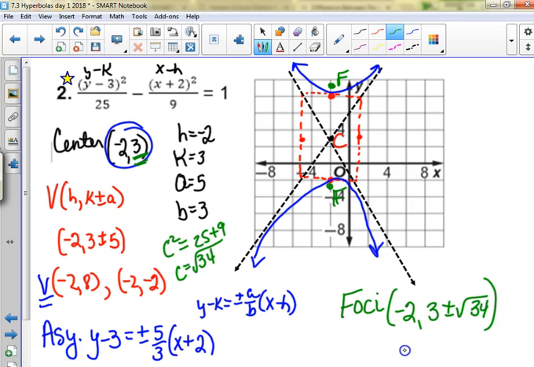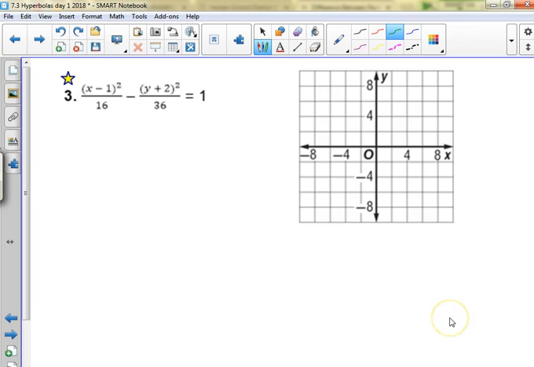Yes. All right. Who's got a question? Nobody yet? All right, let's try this one. Let's write down, because some of you need a recipe. Write down the recipe. What is h? Remember, h is always in with the x, so it's 1. In with the y is the k. K is what? Negative 2.